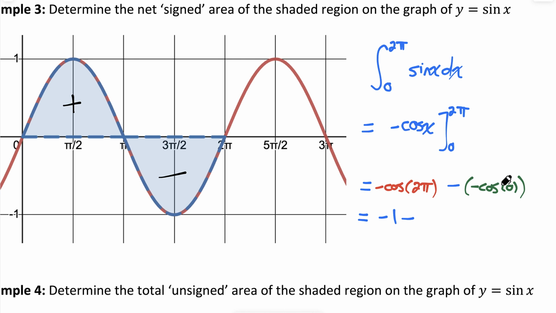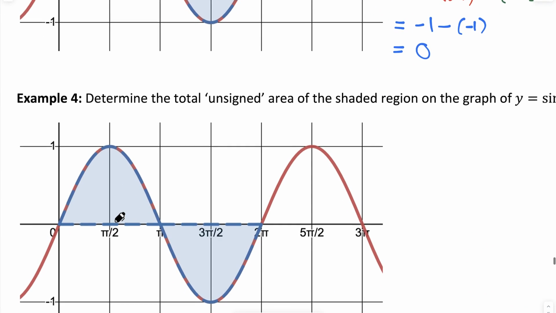Well, 0 and 2 pi are coterminal, so cos of 0 is the same as cos of 2 pi. So cos of 0 is also 1, so I once again have negative 1. So I've got negative 1 plus 1, which is 0. My net signed area is 0, and that's because the areas of those two regions have canceled each other out. And I picked this example specifically so you can see that that's how a definite integral works, with those positive and negative areas being added together.